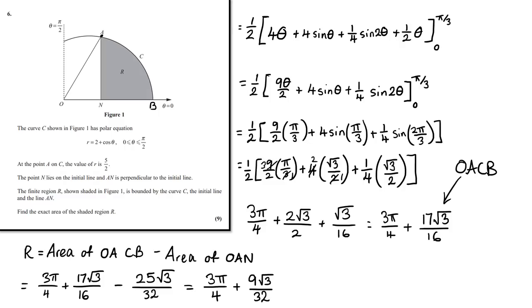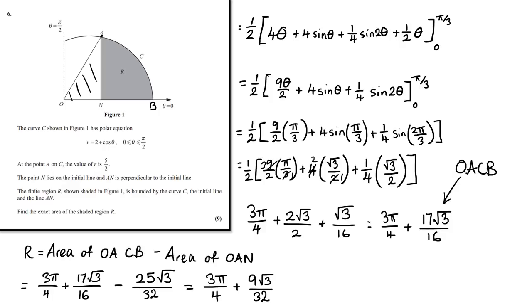Let's just double check it before I say that's fine, because I've made plenty of mistakes here. So R equals the area of OACB minus the area of OAN. Yep. We've got our area of OACB here. And then we minus this area here, which is the area of OAN, our triangle here. That's OAN. And then 3 pi over 4 plus 17 root 3 over 16. We doubled this, 34 root 3 over 32 minus 25 root 3 over 32. And yeah, that gives us 9 root 3 over 32 there.